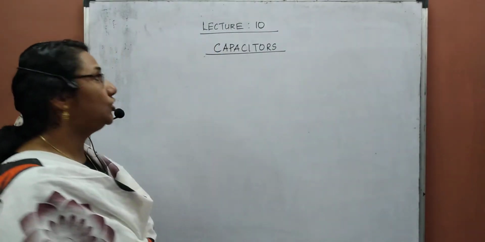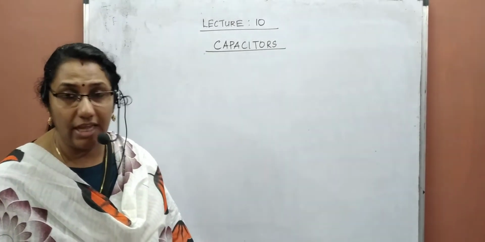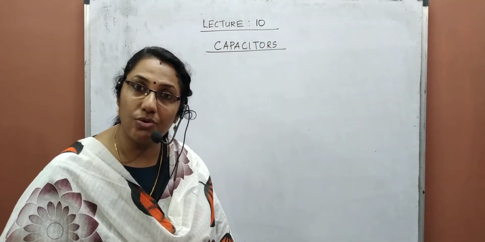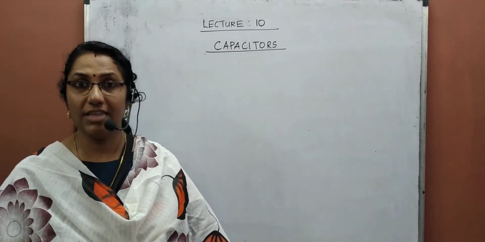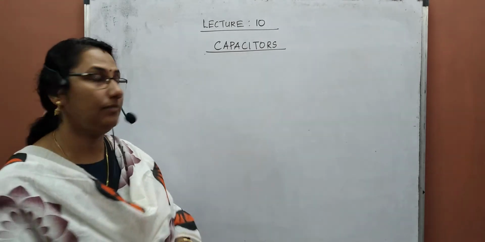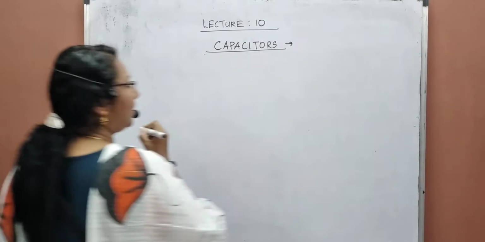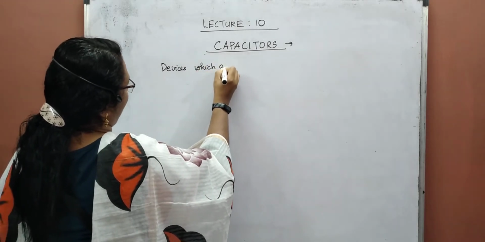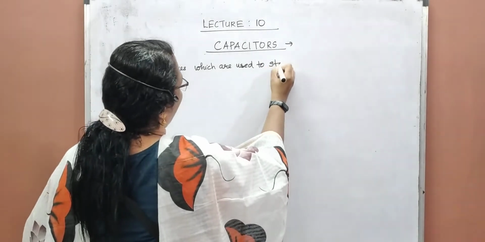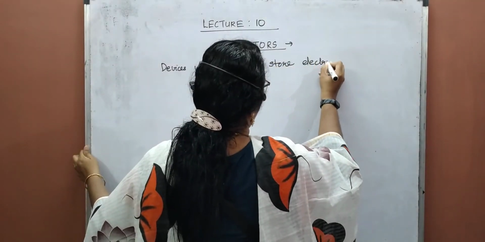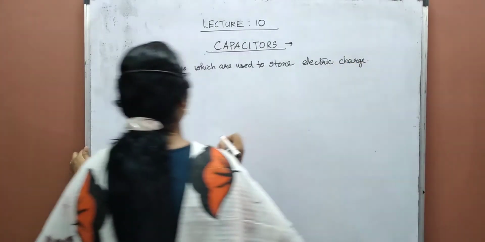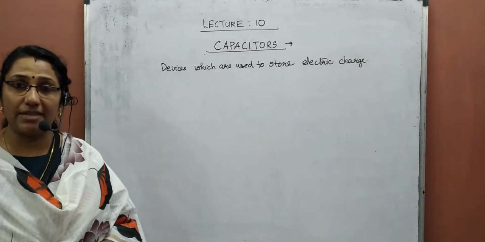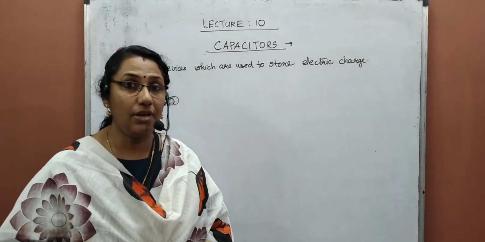So today we are going to discuss capacitors. Capacitors are certain devices which are generally used to store DC charge. What are capacitors? Capacitors are devices which are used to store electric charges. That is DC charge, not AC, but DC. So devices which are used to store electric charges are called capacitors. Is it clear? So what is a capacitor? It is a device which is used to store the electric charges.